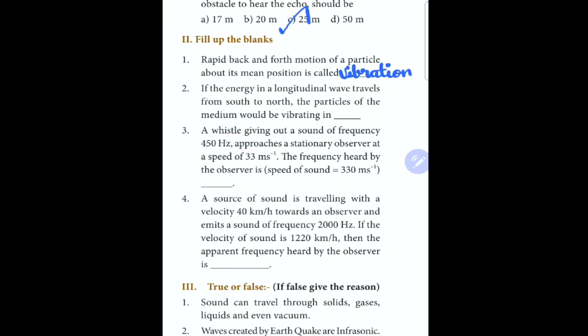Second question: if the energy in a longitudinal wave travels from south to north, the particles of the medium would be vibrating in north to south. Third question: a vessel giving out a sound of frequency 450 Hz approaches a stationary observer at a speed of 33 meter per second. The frequency heard by the observer, if the speed of sound is equal to 330 meter per second, is 500 Hz.